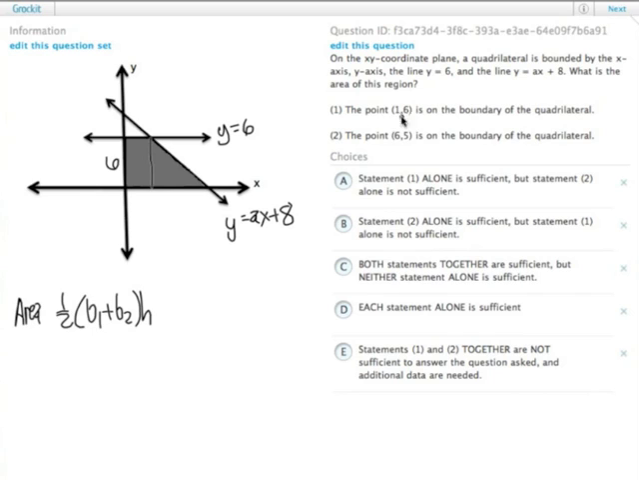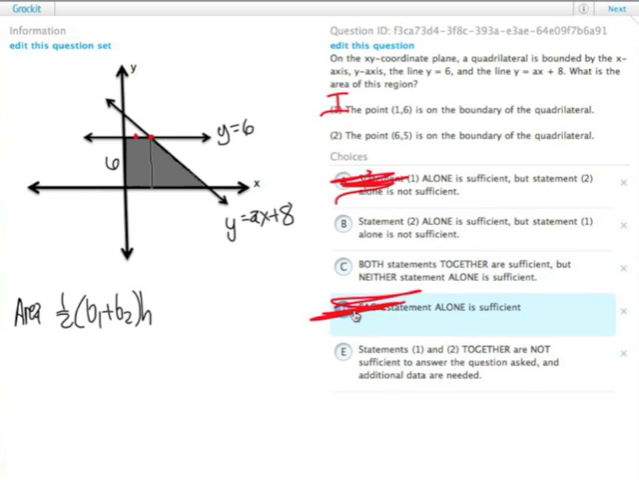Statement 1 tells us that the point 1, 6 is on the boundary of the quadrilateral. Which sounds, I guess, sort of helpful. It tells us that there's a point somewhere along this line up here, but it could be in the middle, or it could be right at this intersection. We don't actually know whether it's on the line y equals ax plus 8, or just somewhere in the middle here. Without knowing that, we can't figure out whether it represents the boundary of that upper base and is therefore insufficient. Also, we don't have the bottom anyway. So no good on its own.